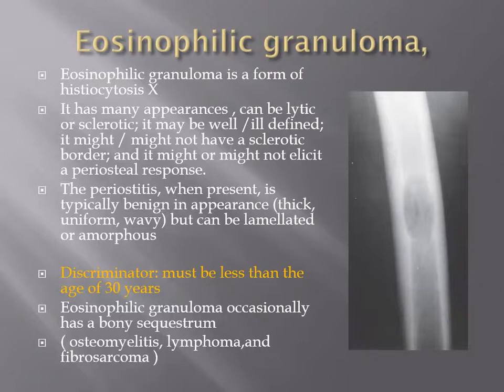So if you see the benign form, which is thick, wavy, solid, uniform, this is a benign or non-aggressive form of periosteal reaction. If you see aggressive sunburst, spiculated, or lamellated, this indicates aggressive pathology, aggressive periostitis. Okay?